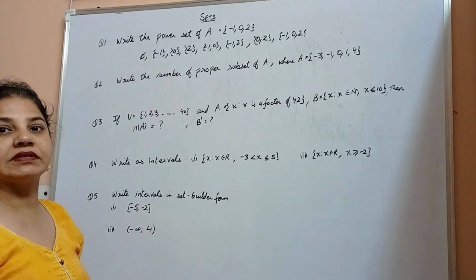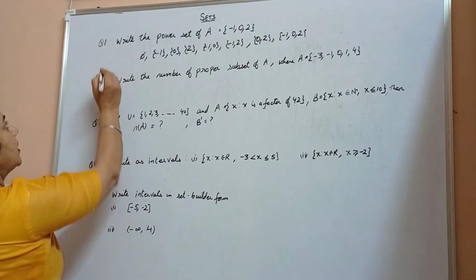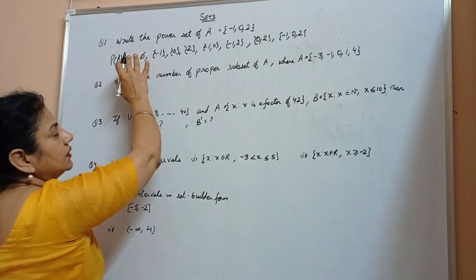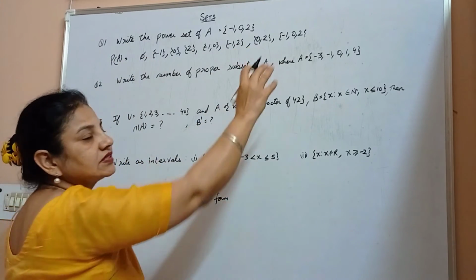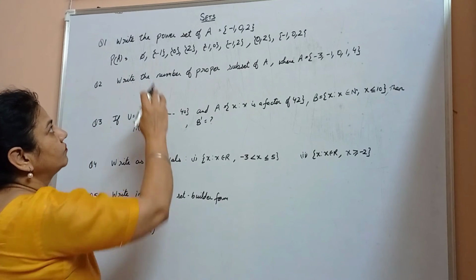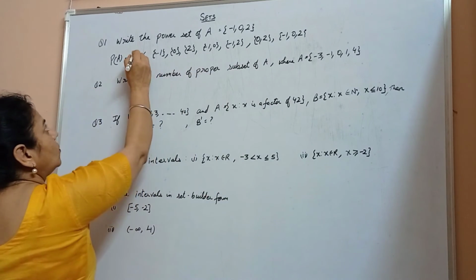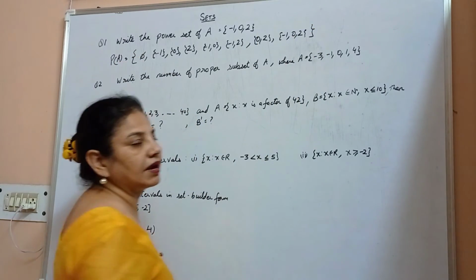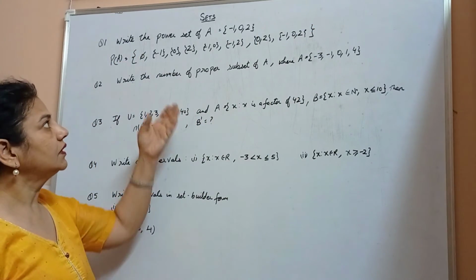We have to write the power set. The power set is denoted as P(A), and all the subsets written in curly brackets is said to be a power set. So we have written all the subsets and now I will put all these subsets in another curly bracket. It becomes the power set of the given set.